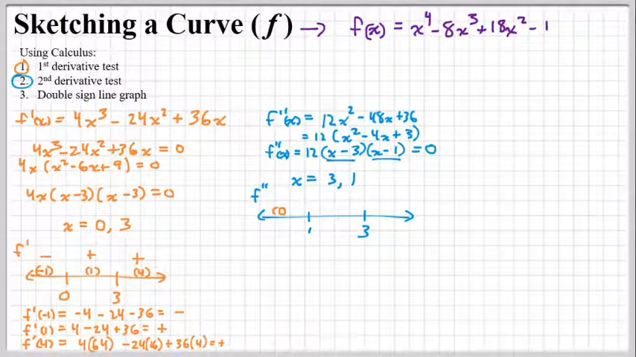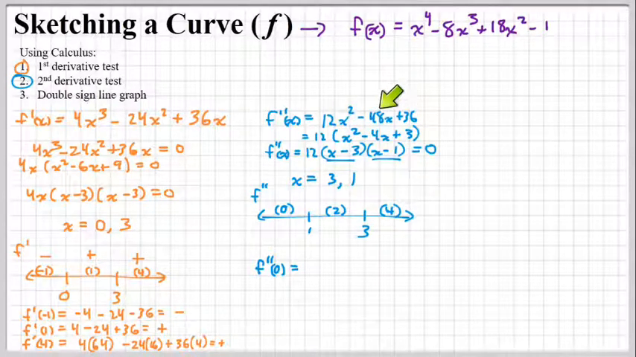So this number I'm going to test 0, and I'm also going to test a 2, and let's test a 4. It doesn't matter what number you pick in that interval. I just try to pick small numbers. So if I plug 0 into f double prime, that would be 0, that would be 0, and I would be left with positive 36. That was too easy. So we get a positive for that first interval. That means we're concaving up in that first interval.